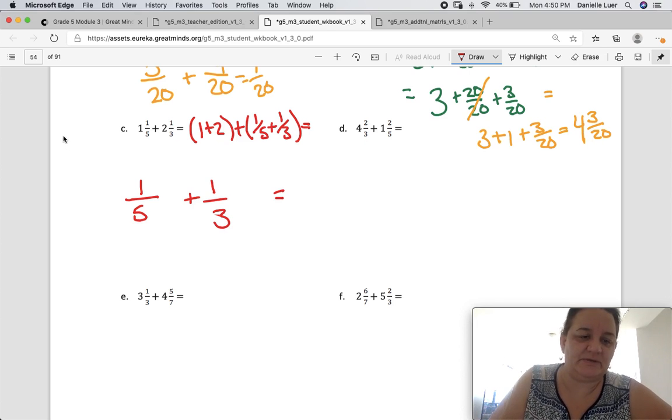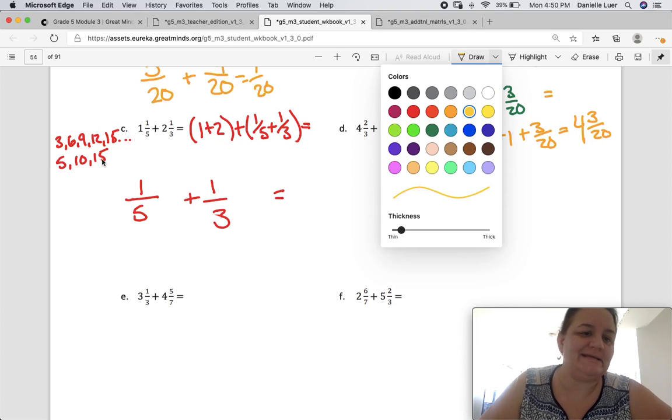Let's see which one's going to get us there faster. 3, 6, 9, 12, 15. Oh, 15 is a multiple of 5. Let's try that. 5, 10, 15. Oh, there it is, right there.